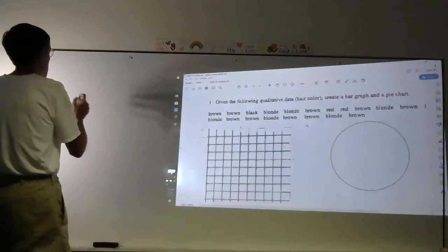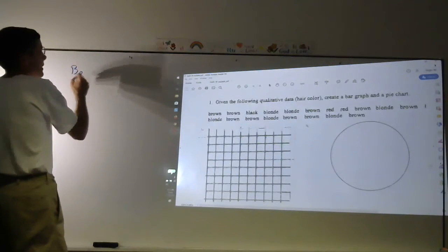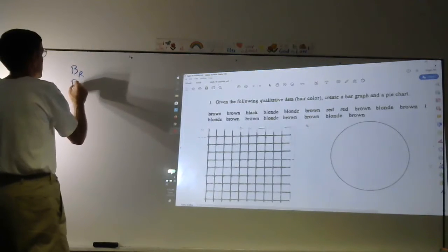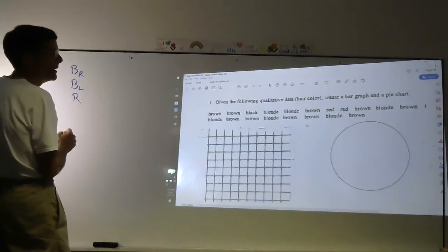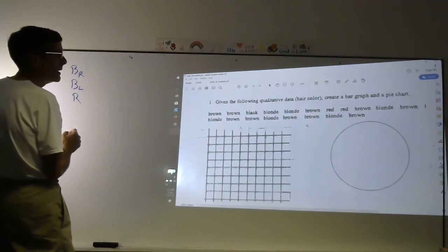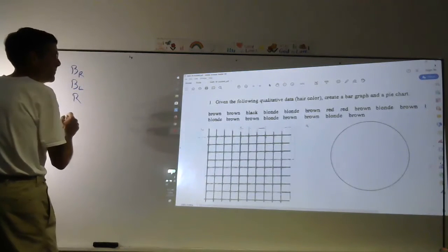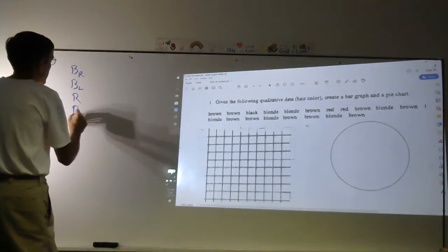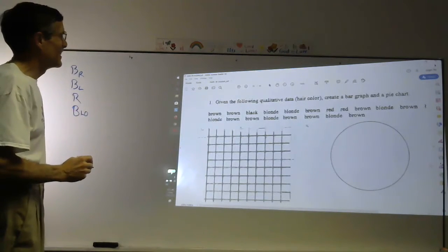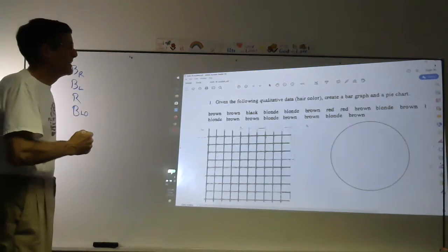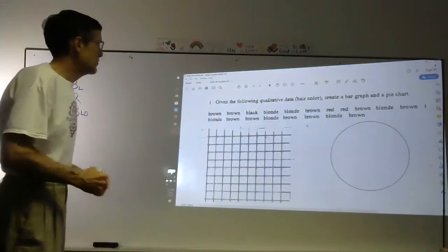And so what I've got: brown, BR, black, BL, red, R, and blonde, let's make that BLO. I think that's all of them, okay? And that one on the end, we're going to call that one brown. All right, so here we go.